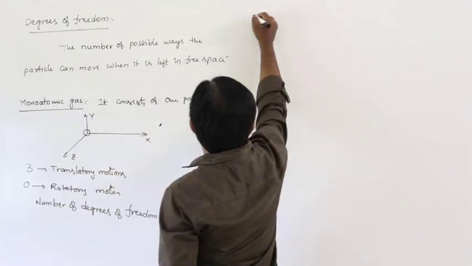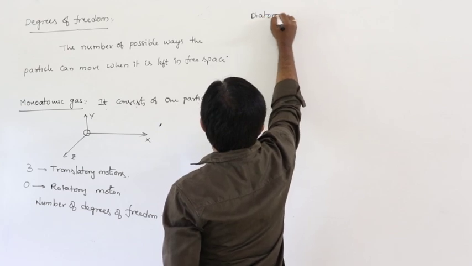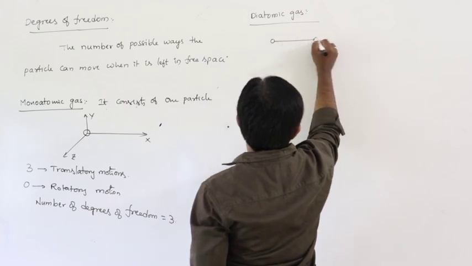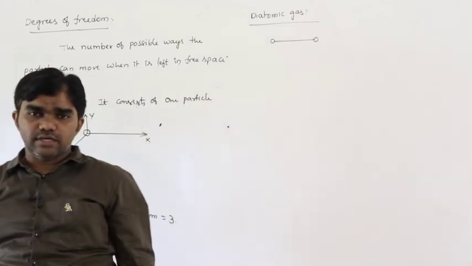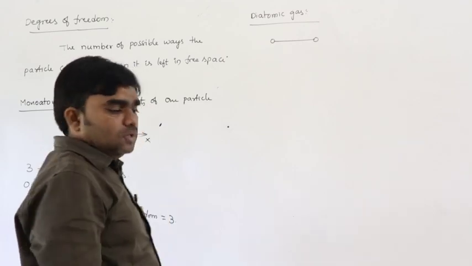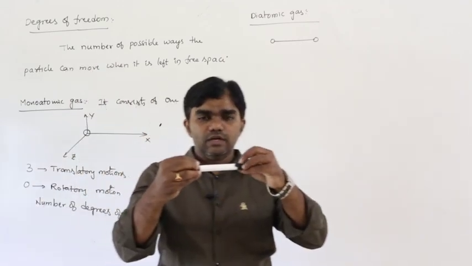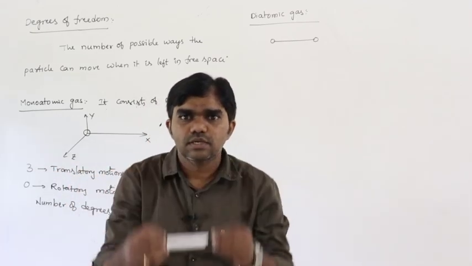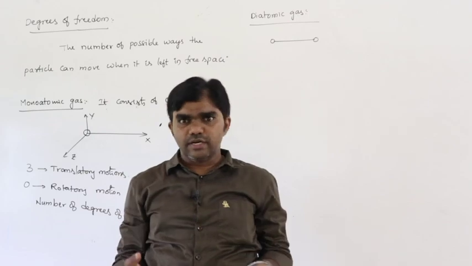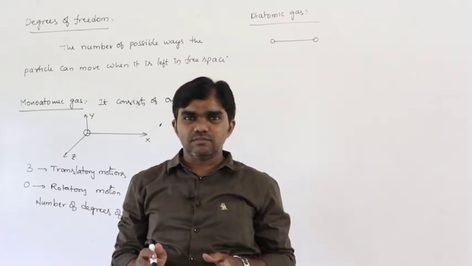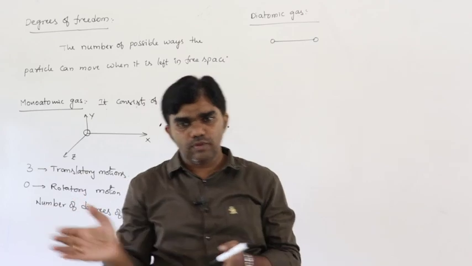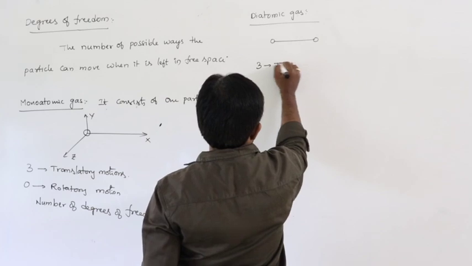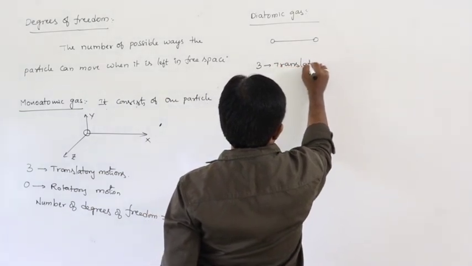Next, the second one is diatomic gas. Let us say it consists of two molecules. How can these molecules move? Here one molecule, here one molecule. This two-molecule system can move along the x-axis, along the y-axis, and along the z-axis. Three translatory motions definitely. Whatever the system may be, it may move along the x-axis, y-axis or z-axis. So three translatory motions are compulsory.